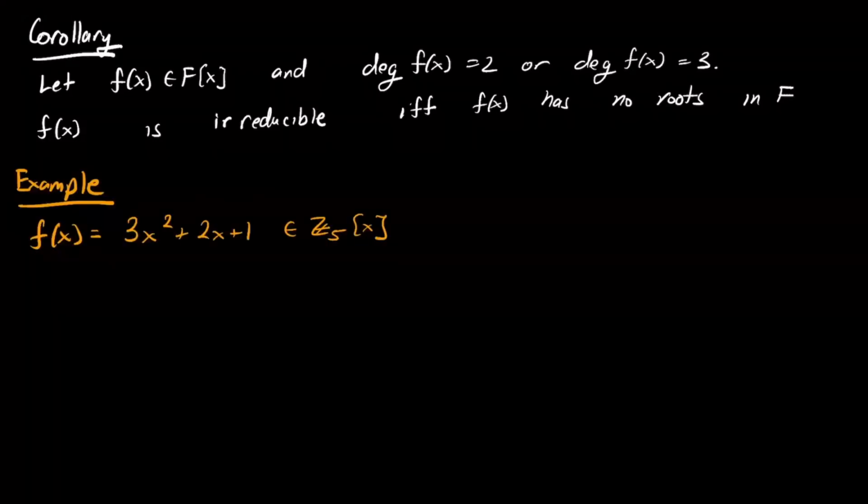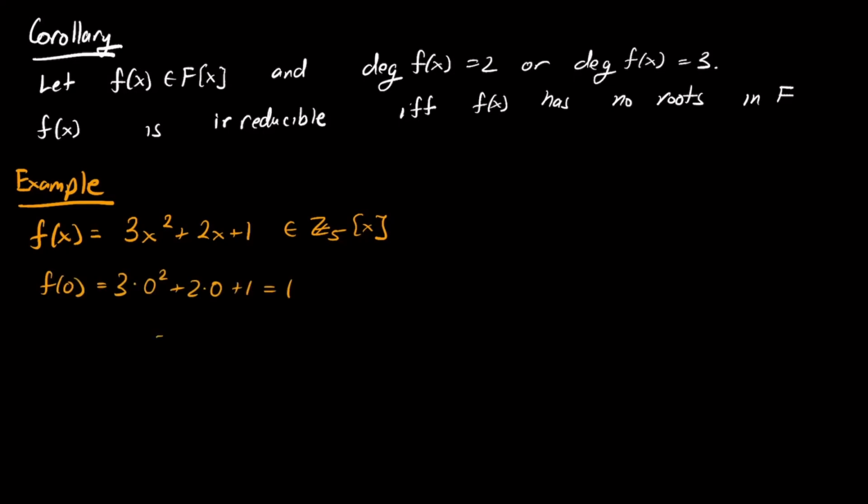Okay, so finally we'll apply this theorem to an example. Let's consider the polynomial f of x equals 3x squared plus 2x plus 1 in Z5 bracket x. This is a quadratic polynomial, a polynomial of degree 2. According to our theorem, if I want to determine whether or not this polynomial is irreducible, all I need to do is check: does this polynomial have any roots in Z5? This is kind of nice because Z5 only has 5 elements, namely 0, 1, 2, 3, and 4. So I just go one by one and plug these elements in.